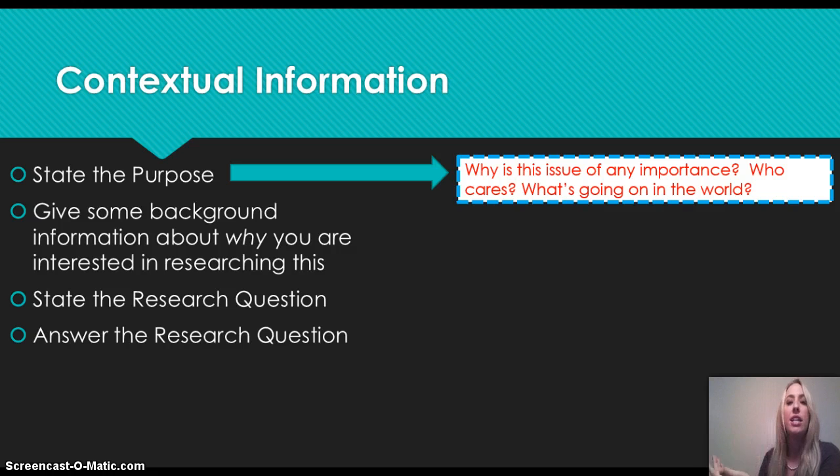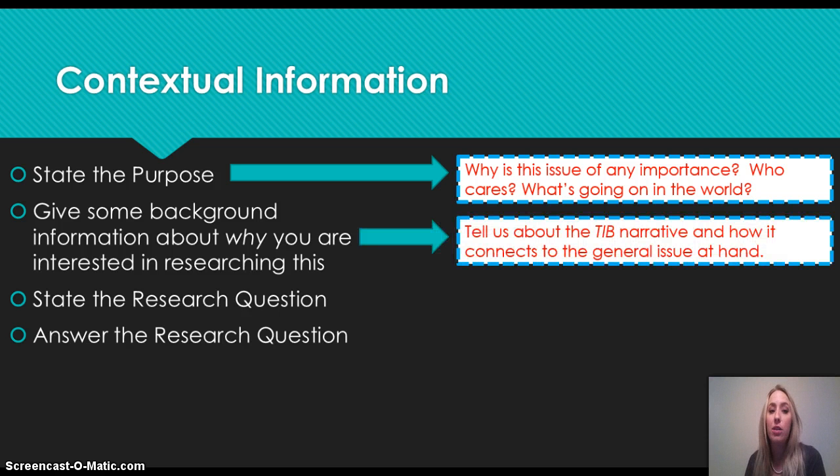So why is this issue of any importance to anyone besides you and your partner? Who in the broader scheme of the world actually cares about what you're talking about? Is there something going on that would connect to what you're talking about? Is it anything beyond just writing a paper? Because if not, then it's probably not the best topic, because you want it to actually have some sort of significance. You're also going to want to give some background information about why you are interested in researching this.